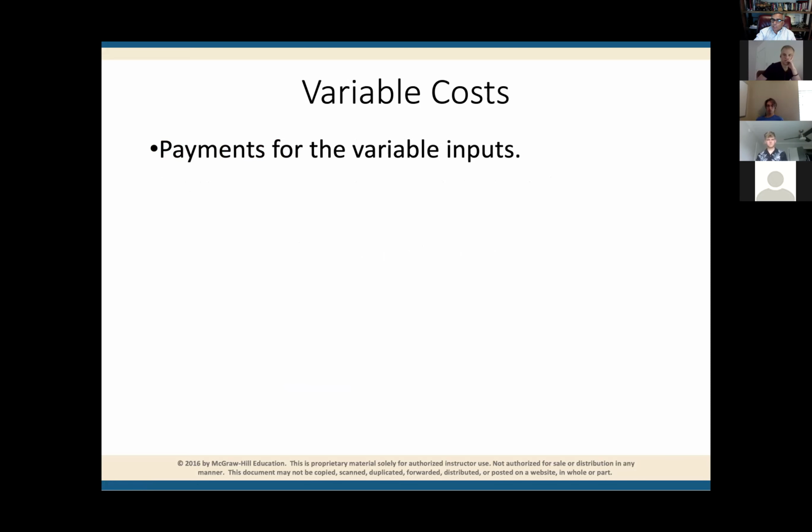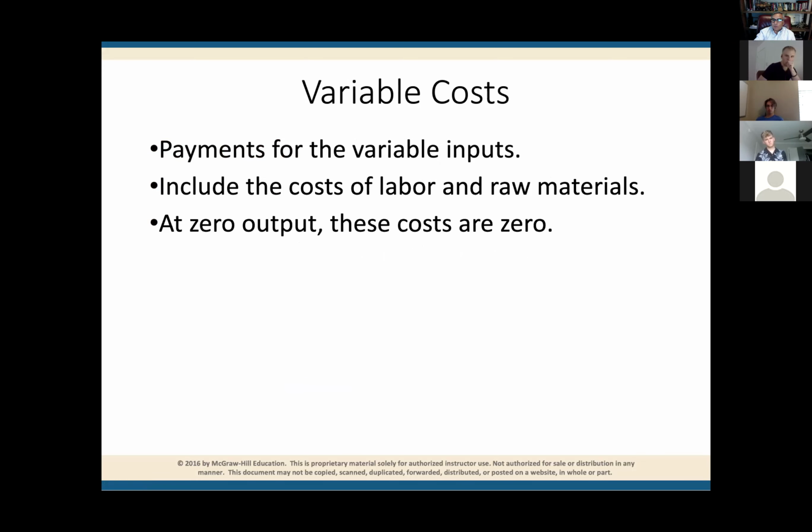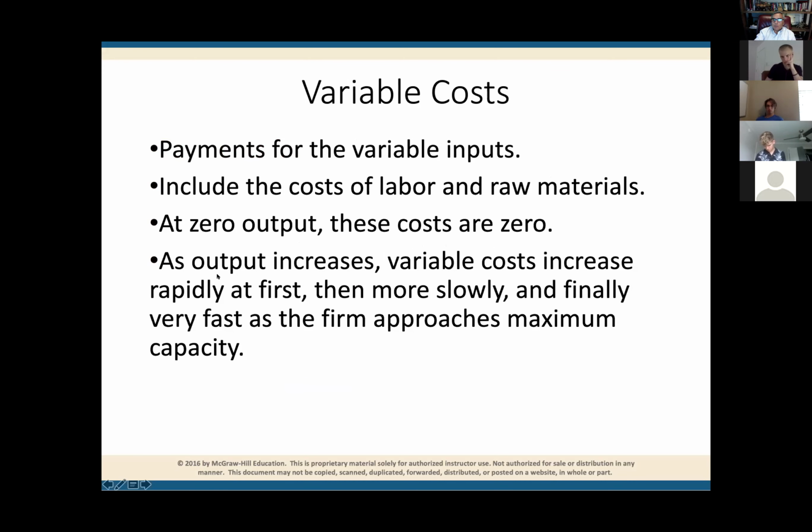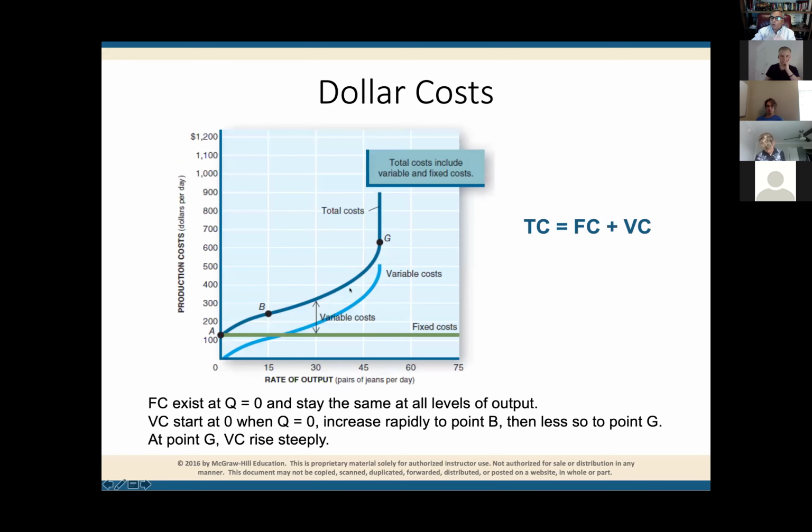Now, payments for variable inputs change as your output changes. For example, labor cost, raw material. So then at zero output, the variable cost is zero. In other words, if you're not producing anything, you don't have any variable cost. But as your output increases, then your variable cost will begin to increase. Okay? So if we were to create a graph of total cost and variable cost, it will look something like this. Let's assume that I'm spending $100 in fixed costs. So it doesn't really matter how many jeans I'm making. My fixed cost is going to be fixed, $100. My variable cost is right here.